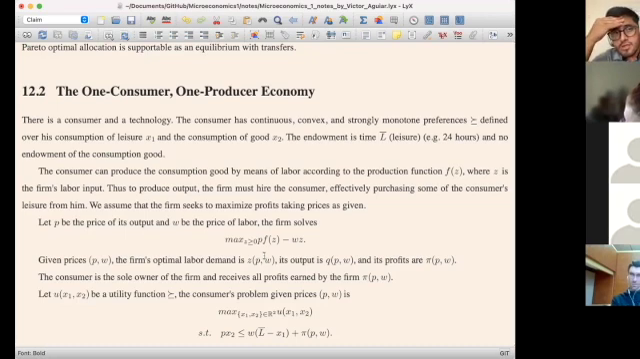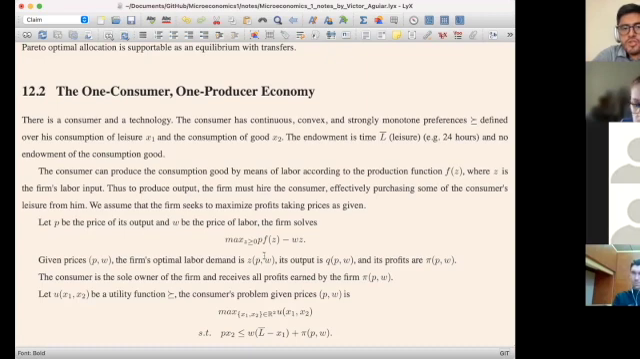So this one consumer, one producer economy is going to make the point that the outcomes of general equilibrium are going to be the same when they are decentralized as if they are produced by a central planner, such as the Robinson Crusoe guy. Okay, so right now we're going to study the decentralized version. So there is a consumer and a technology.